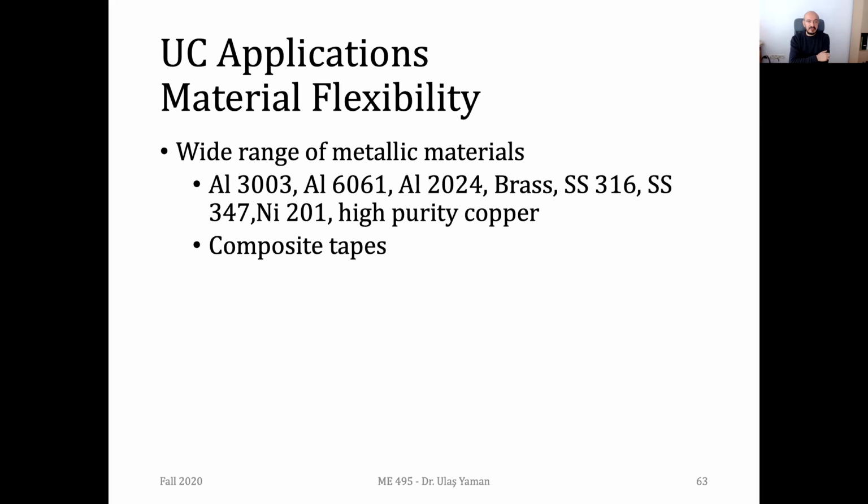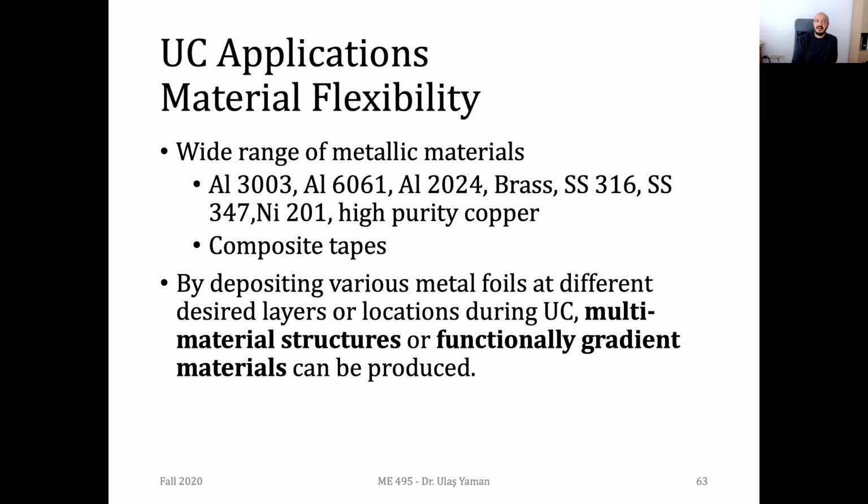So what types of materials are we using in ultrasonic consolidation? We may have brass, aluminum, stainless steel, nickel, copper. They are all possible. And you may even use some composite foils. They can be taped onto the metals, or you can purely use composite tapes. It doesn't matter. So we have high flexibility in terms of materials.